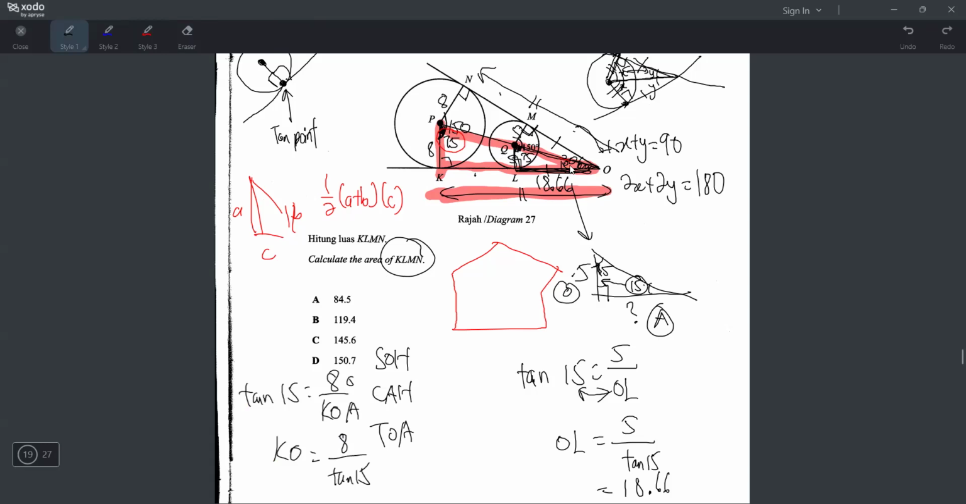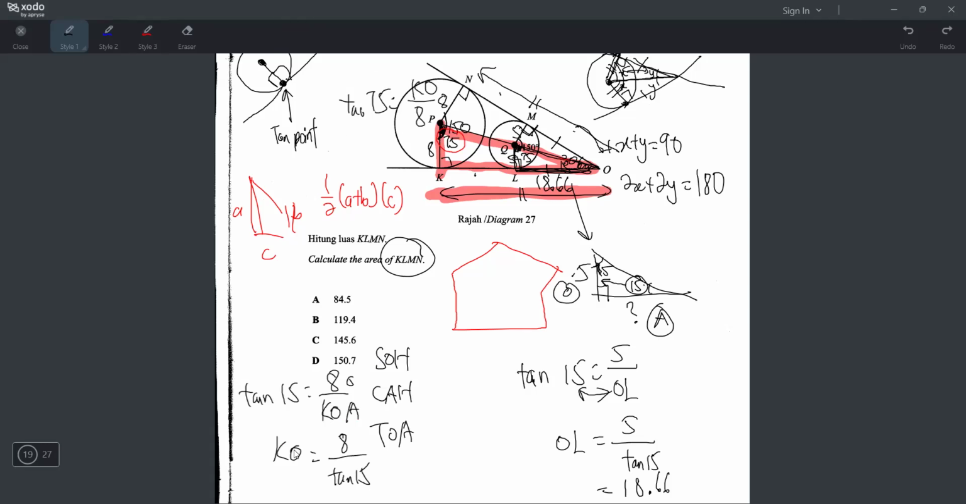Oh, by the way, you can also use 75 degree. But if you use 75 degree, then you will write tangent 75 equals opposite over adjacent. Your opposite will be KO and then your adjacent will be 8. If you do like that, can also. You will get the same answer. This one and this one, same answer. Okay. All right, let's press 8 divide tangent 15. Okay, 29.86.